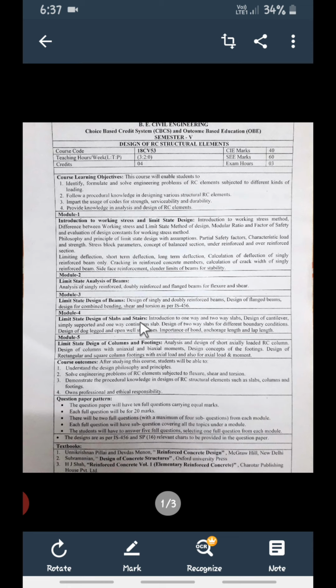Again there will be 2 types of staircases, dog leg staircase and open newel staircase. So these 2 designs will be there. So module number 4 will be design of slabs and design of staircases. Then module number 5, last, that is limit state design of columns and footing. Again this is also important.